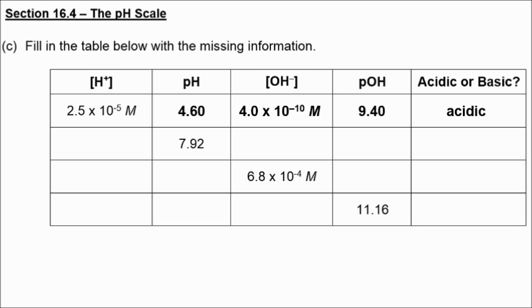Now to get the concentration of H plus, in the first column you would do 10 to the minus 7.92, which gives you 1.2 times 10 to the negative 8. Then you could find the concentration of hydroxide, 10 to the negative 14 divided by H plus will give us 8.3 times 10 to the negative 7. And then 7.92 subtracted from 14 gives us a pOH of 6.08. This pH is higher than 7, so it's basic.